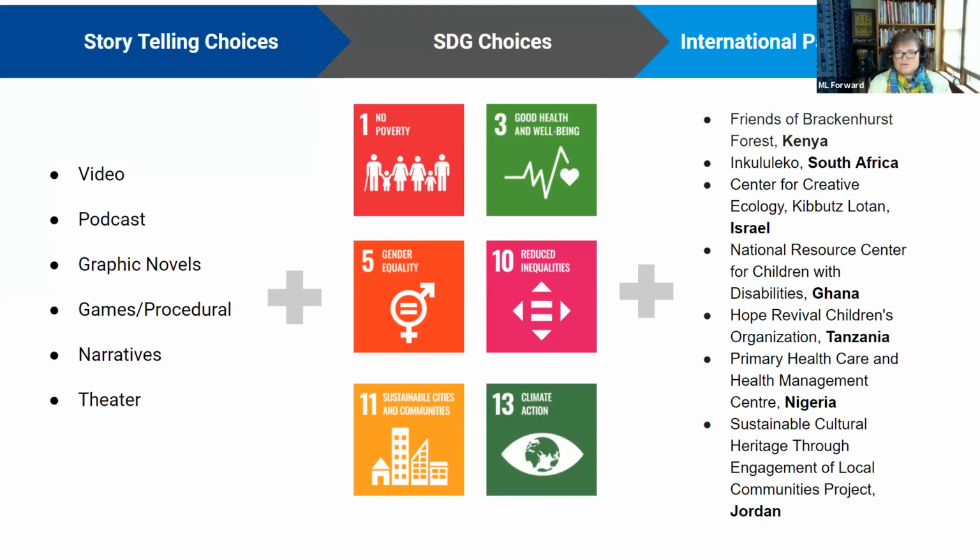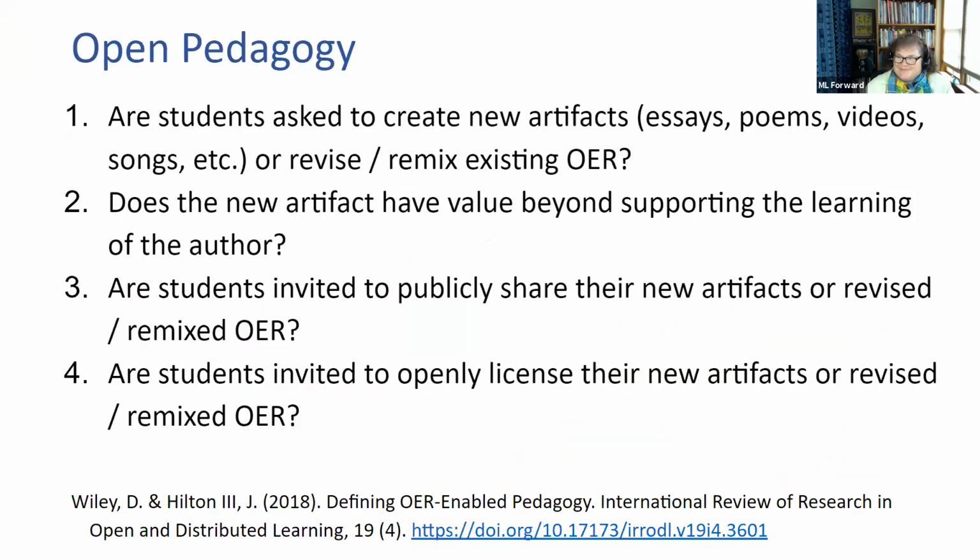So everyone who chose climate action worked with the Friends of Brackenhurst Forest, but they were able to do more than one project. So students were able to break into smaller groups. We saw the graphic novel as an example. Another group worked on a video for that particular NGO. So not everybody went through the same pathway, but everybody did do a project and got some choice in what they were doing. Okay, over to Ed.